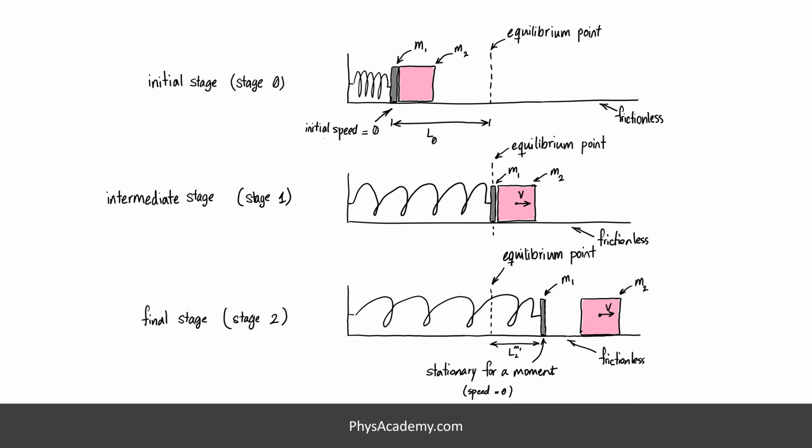Then, in stage 3, the spring is all the way stretched, so M1 stops moving for a moment, and all of its kinetic energy is converted to the spring's potential energy. In the meantime, M2 is still continuing its journey at a constant speed. Part A is more about the connection between the first and second stages. Part B focuses more on the connection between the second and third stages.